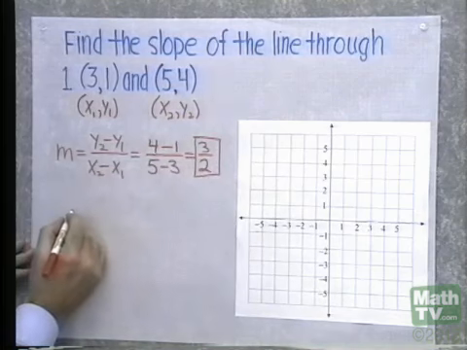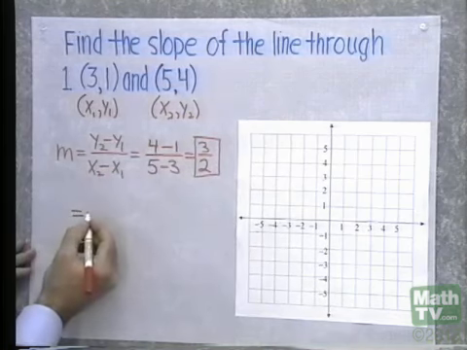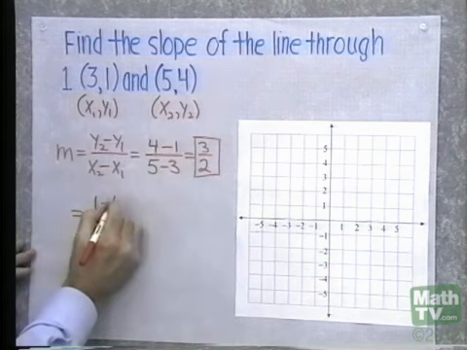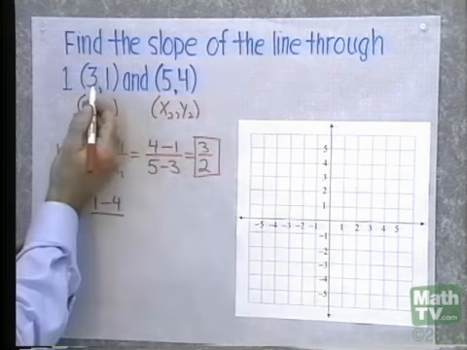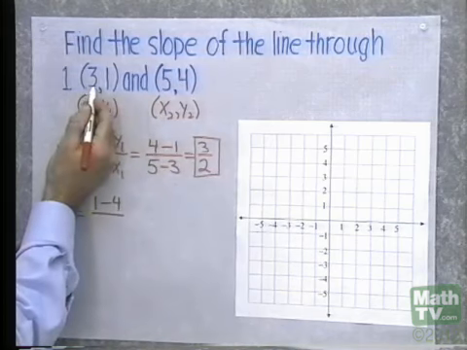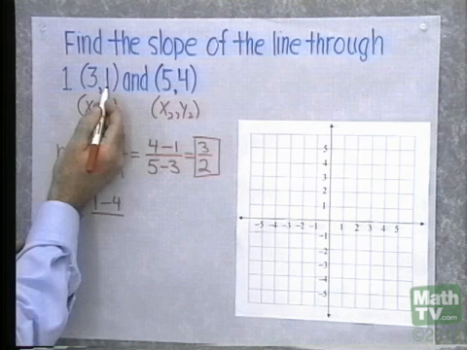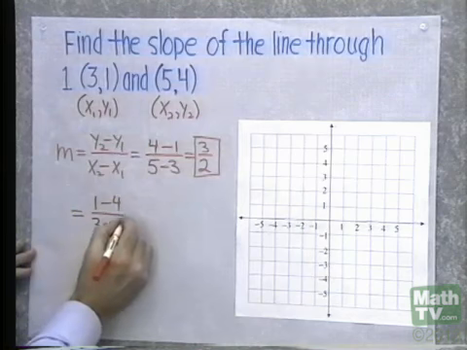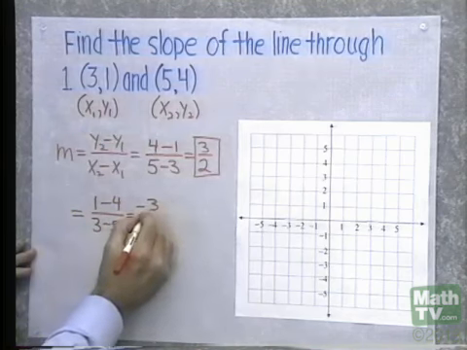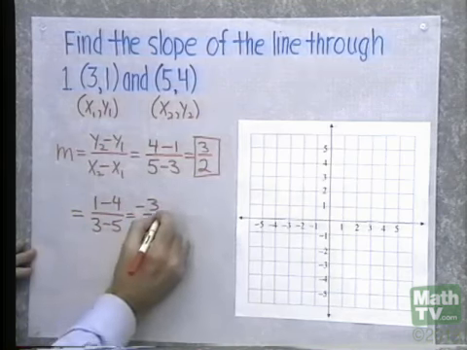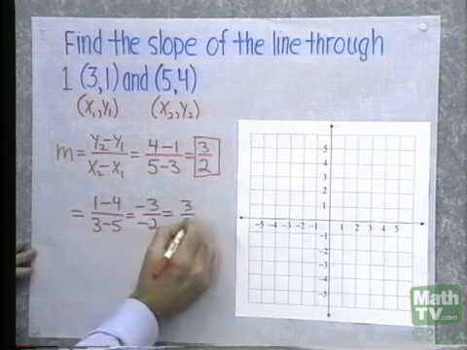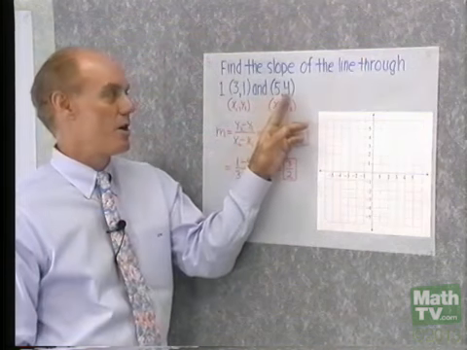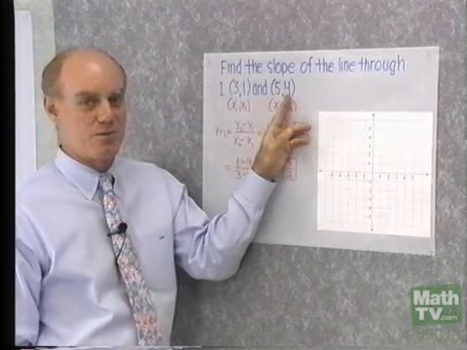Now I want to show you also that I could subtract in the opposite order also. I could start here with this 1 and subtract 4. If I do that though, when I go to my x-coordinates, I have to start with the x-coordinate of the same point that had the y-coordinate I started with, so it has to be 3 subtract 5. But if I do that, notice that I get negative 3 divided by negative 2, which is the same as 3/2. So it doesn't make any difference what order I subtract in, as long as whatever order I start subtracting in, I continue to subtract in that order.